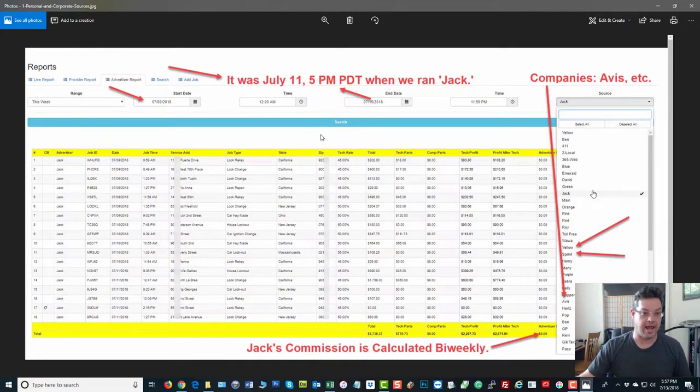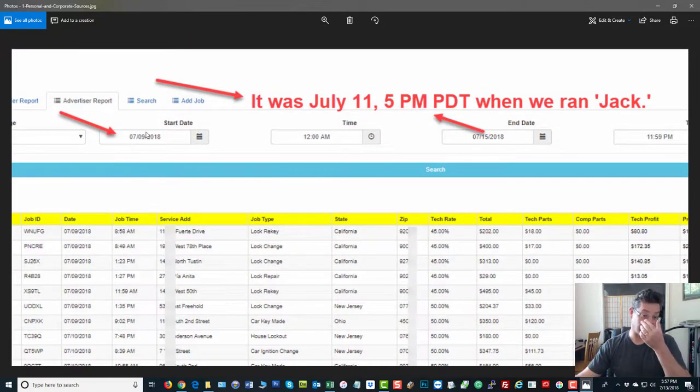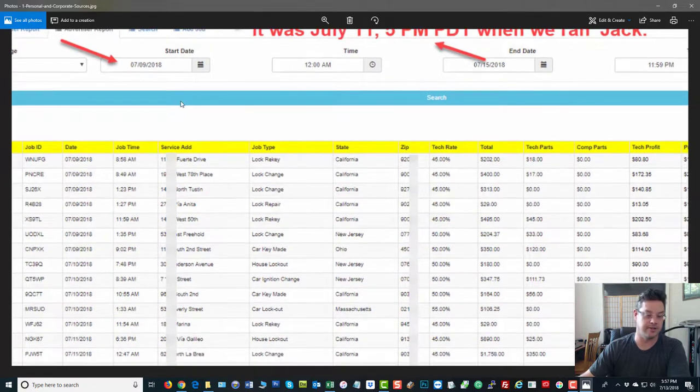Okay, and we are looking at Jack's results from July 9th, 2018, at 12 a.m., first minute of the day, to July 15th is the search, except it was only July 11th at about 5 p.m. Pacific when we ran this guy. So this is like 2.5 days, okay? 9th, at the beginning of the morning, to like midday on the 11th, 2.5 days.